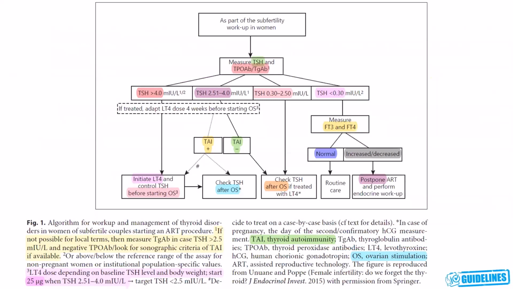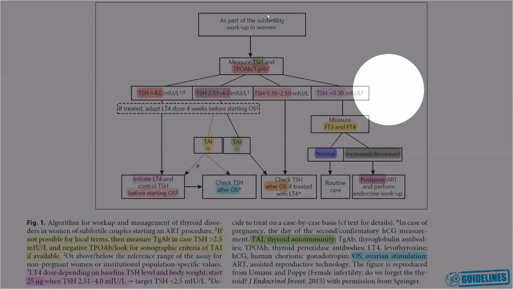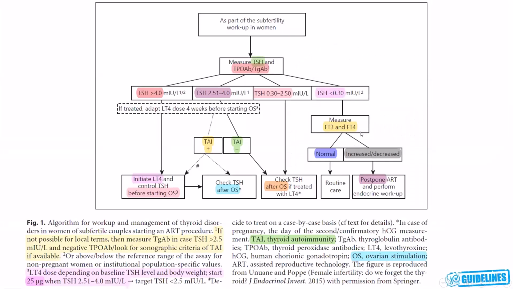And actually, this is the last slide in these guidelines. This is an algorithm that summarizes all of this guideline. In any subfertile female patient, the best test is TSH, TPO antibody and TG antibody. If TSH is less than 0.3, this is a thyrotoxic patient. In this situation, I will do T4 and T3. If it is normal, this is subclinical, and in this situation, I go to routine care.